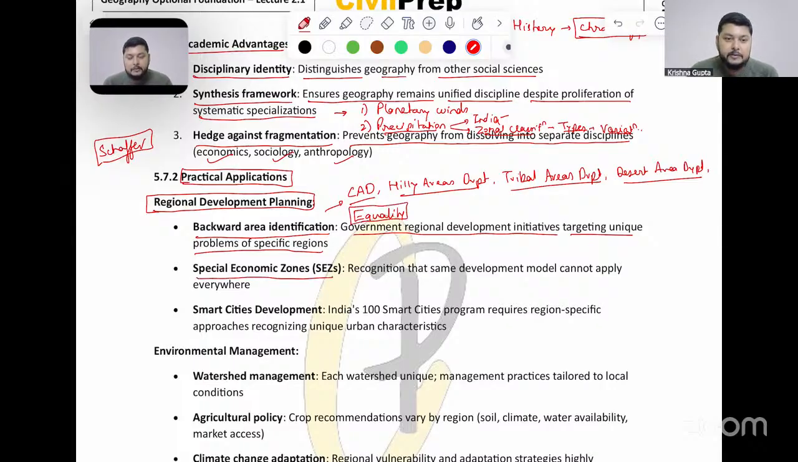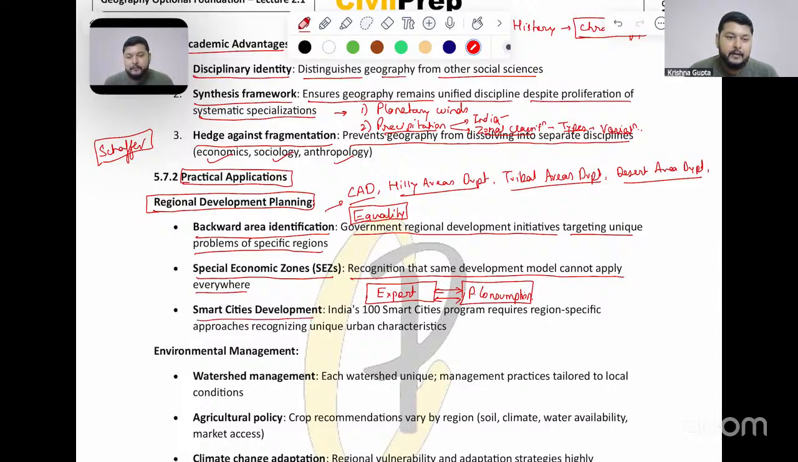Then we have special economic zones. You might know about it. It is the recognition that the same development model cannot apply everywhere. If I want to develop certain export-oriented industries, and other industries for fulfilling the demand of the people living in a particular city or state, the development of industries for export will be completely different from industries for personal consumption. Therefore, the model for export and for personal consumption will vary. How this will vary is explained to us by this regional synthesis here.